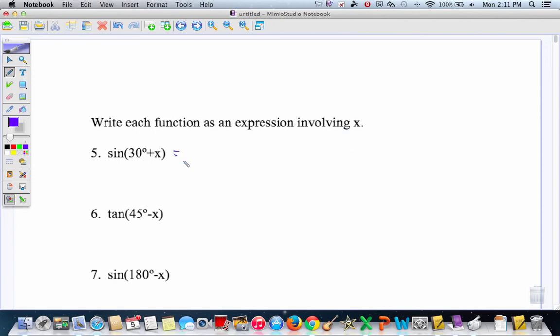Let's continue on here. Our next ones say to write each function as an expression involving x. So these are ones we'll expand out and simplify. Sine of 30 plus x is a sine of 30 times the cosine of x plus the cosine of 30 times the sine of x. One angle there from our unit circle, the sine of 30 is 1/2. The cosine of 30 is square root of 3 over 2. And that's the only substitution we can make. We have two different functions here, so we can't add those together.